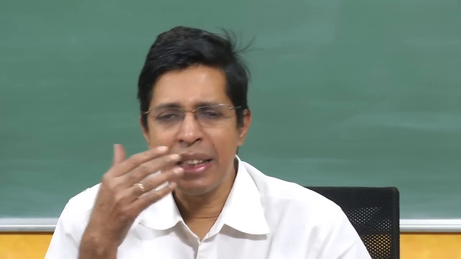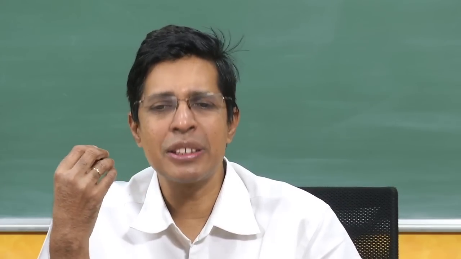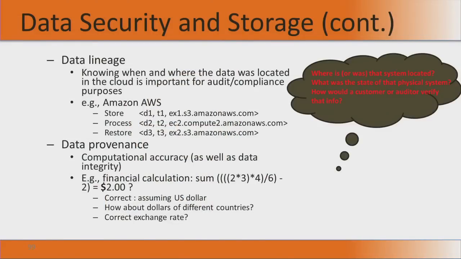Now, the other thing is that there should be a sort of accountability for this data to talk about integrity. So, two terms are introduced from the cloud point of view, what we call data lineage and data provenance. What is data lineage? Data lineage essentially means that we would like to know when and where the data was located in the cloud. For example, Amazon Web Services, AWS, gives you for data something like store, the date, time, and from where, and process, restore. So, the exact lineage, from where it originated, where all it stayed and where it came, should be available as an audit.